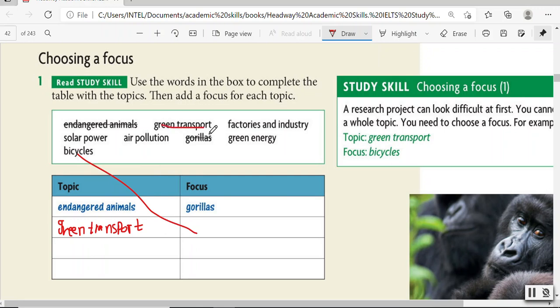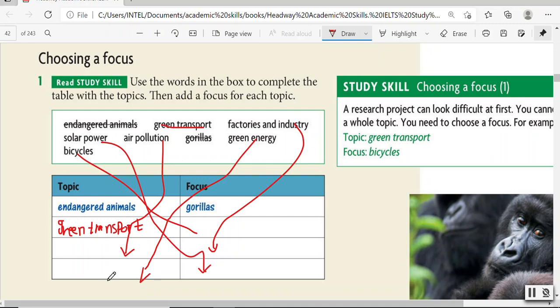And in here, okay, this one, we have solar power, green energy, and air pollution. Air pollution for topics. Focus, for example, factories and industries. And the other one, we have green energy. Okay, we have green energy. For example, solar power. Okay, green energy, focus okay, solar power. And we have air pollution, focus okay, factories and industries.